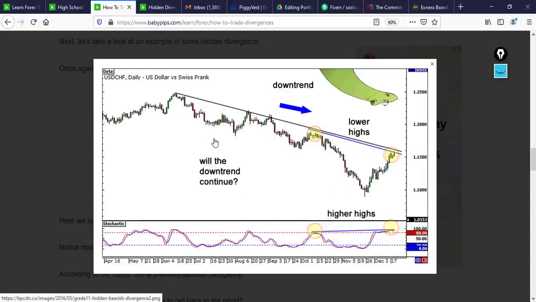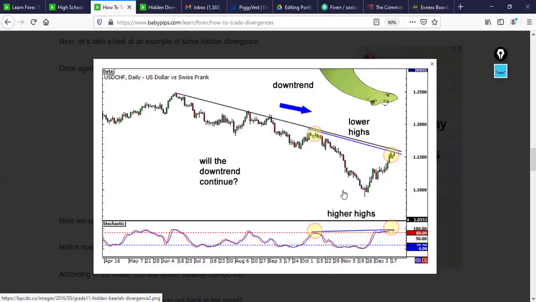What do we see? We see price making lower lows and lower highs. Again, this is also the daily time frame of the USD CHF, US dollar and the Swiss franc. Okay, so we see the trend line, right? Price respecting the trend line, trading to the downside. However, when you look at the stochastics indicator, you see it making higher highs. It shouldn't be making higher highs because the price is making lower lows, so the stochastic should also be making lower lows, but in this case the stochastic is making higher highs. This is divergence. It is diverting from what the price of the market is actually doing.